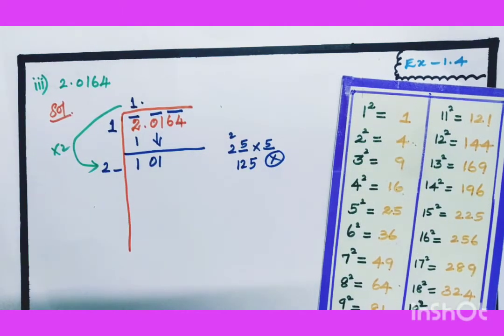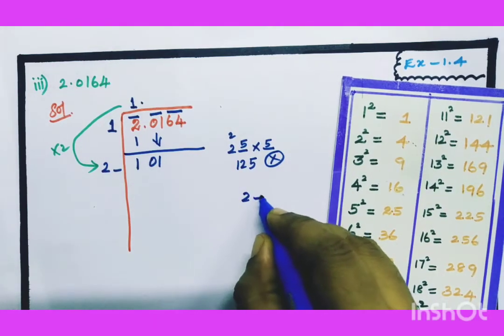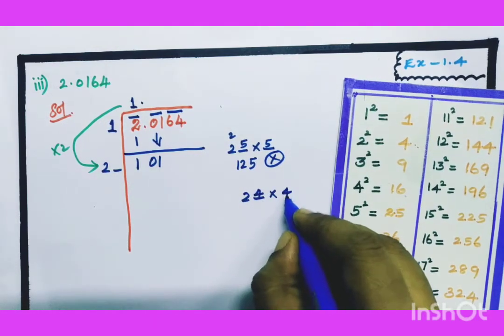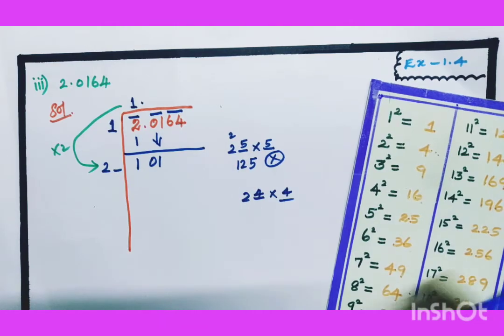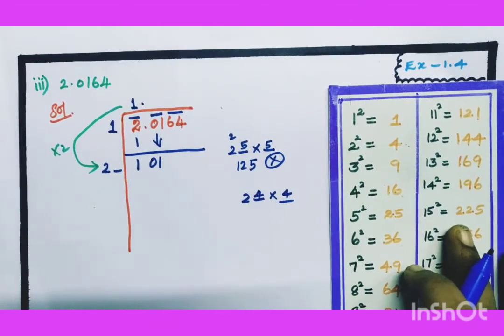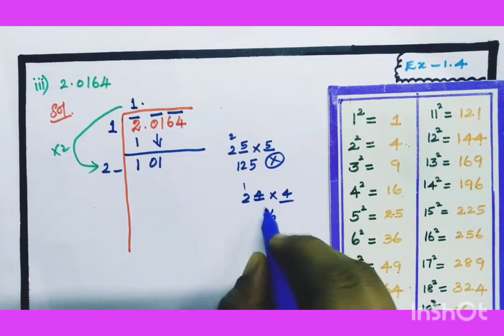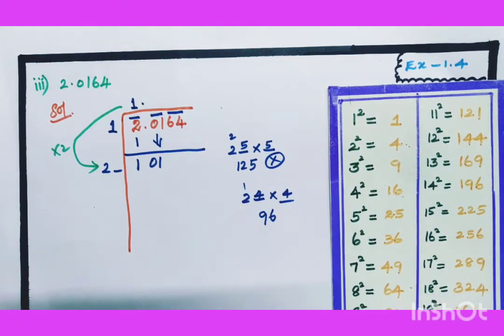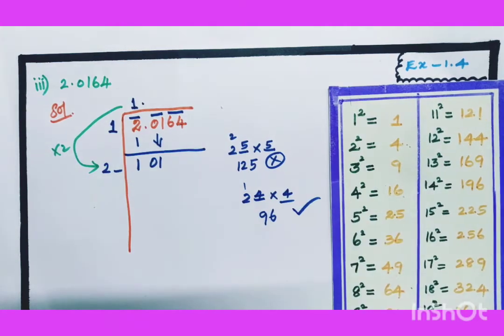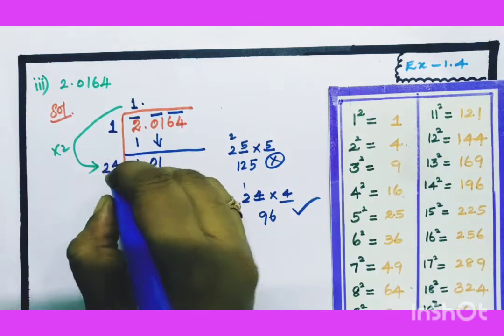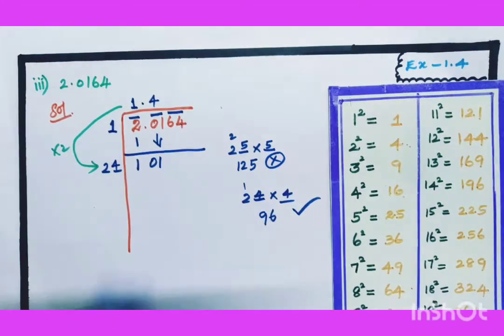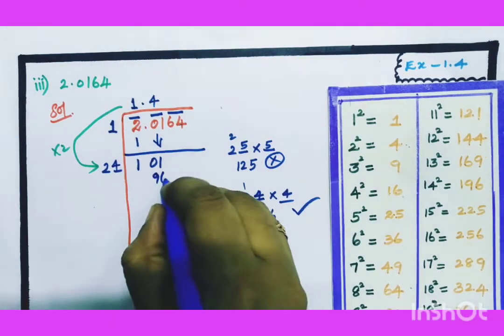So what I will do, I am going to try with the before number. 2 4 into 4 I will try. Understood? So 2 4 into 4 I am going to try now. 4 4s are 16, remaining 1, 2 4s are 8, 8 plus 1 is 9. So this one is correct. We can select this one now. So here I will write 4 4. What will I get? 96.